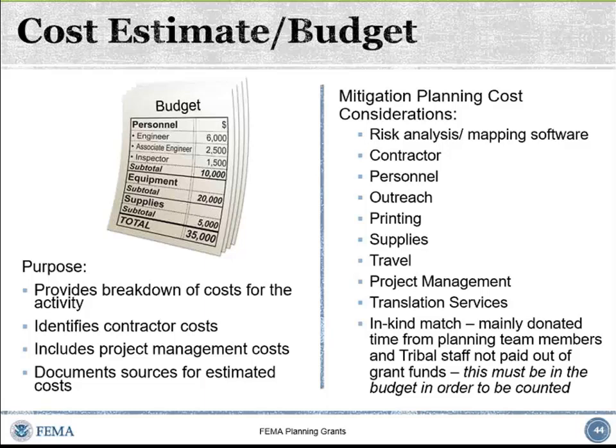You include printing, translation services, supplies. Sometimes meeting halls have to be rented that are not owned by the tribe. If that's the case, you have to include that as well. And by all means, include whatever you're going to provide as your tribal match to the grant. Those expenses must be included in the budget in order to be eligible as match, okay?